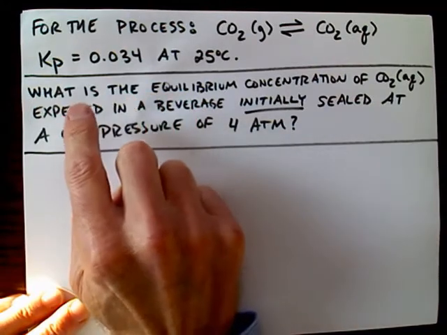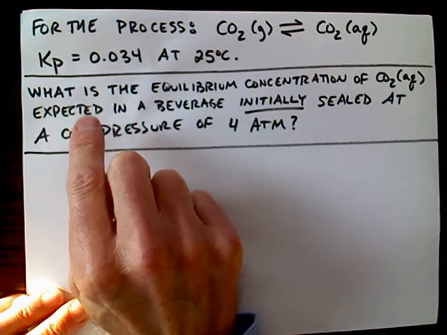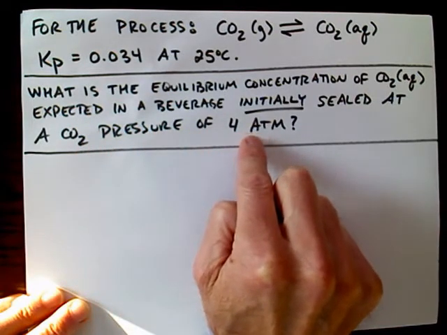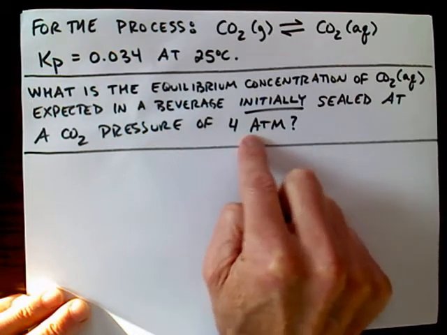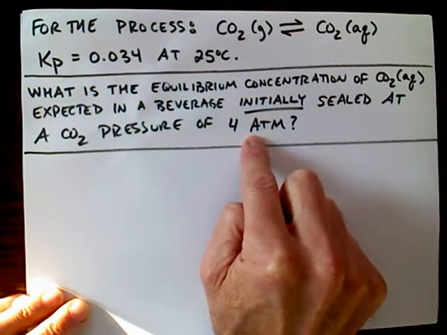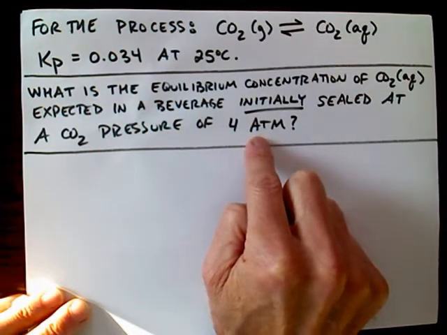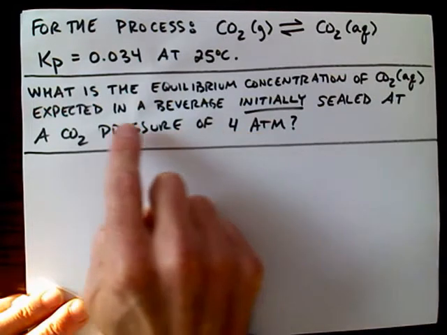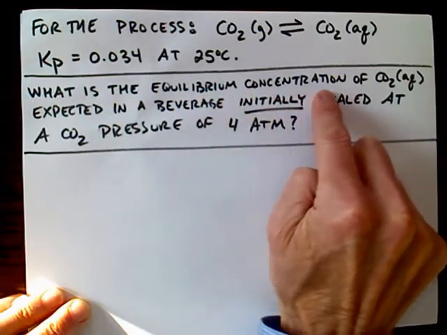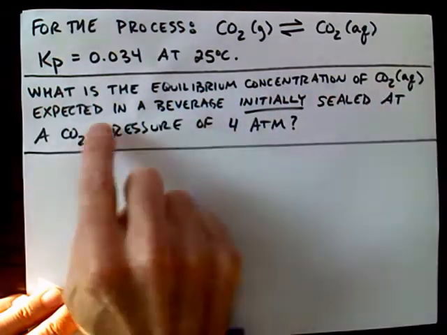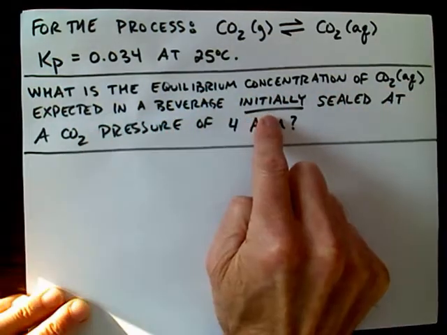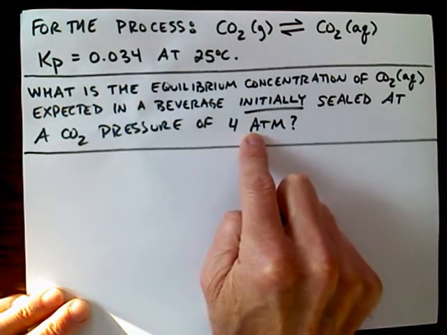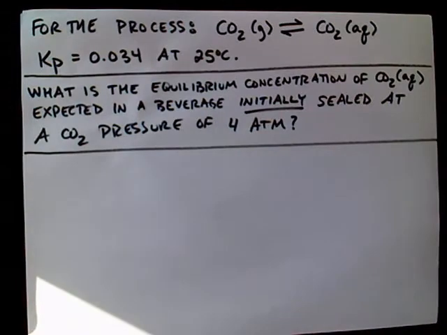In this case, we're going to take the beverage and seal it initially at 4 atmospheres. So this is not the equilibrium pressure. It's the initial pressure when we first seal the bottle. And then we ask ourselves, what's the equilibrium concentration of dissolved CO2 expected in our beverage that was initially sealed at a carbon dioxide pressure of 4 atmospheres? This is going to require the use of an ICE chart.